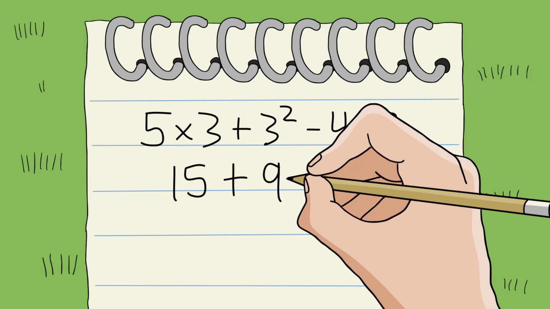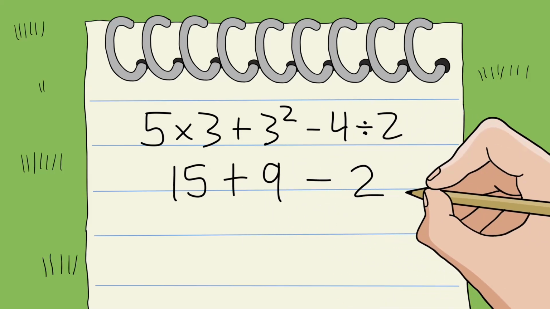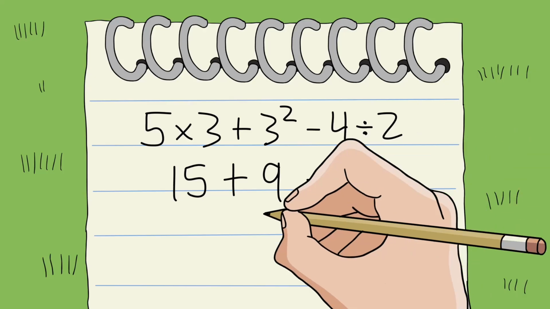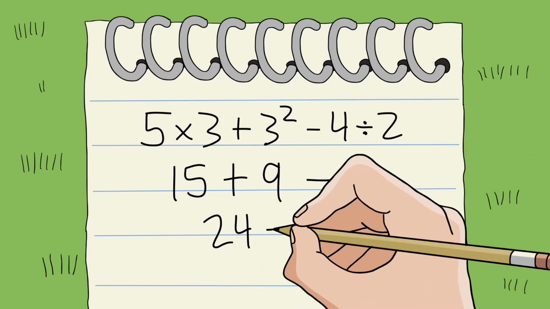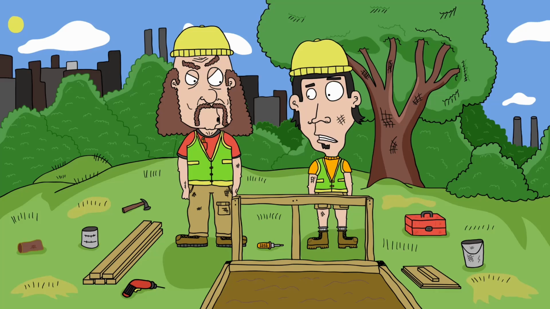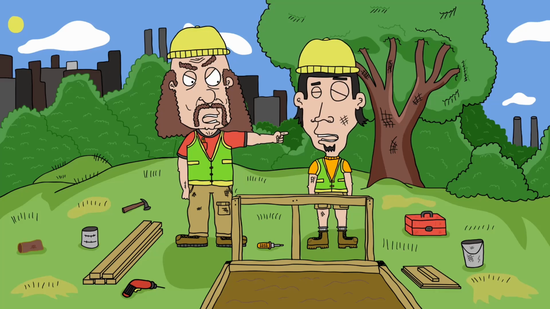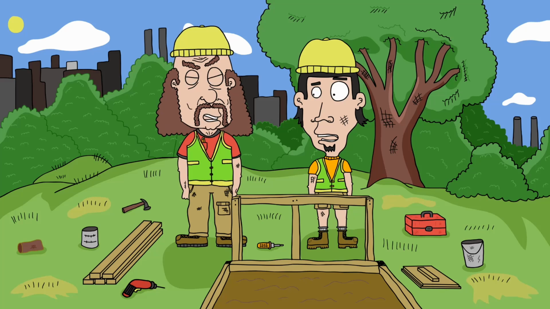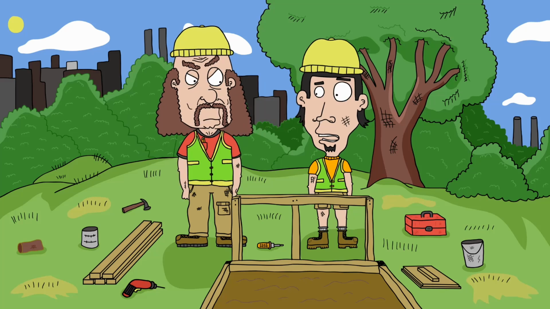Finally, we do subtraction and addition from left to right. 15 plus 9 is 24. 24 minus 2 is 22. All right, I did the math, sir. The answer is 22. Excellent. Thanks, Brent. Now I know exactly where I should cut.